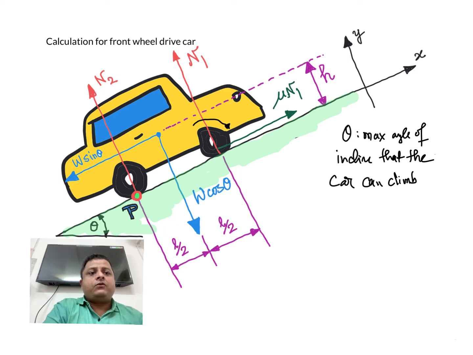So these are the forces: N1, N2 and the weight W, which we have split into W cos theta and W sin theta, and mu N1. Let us consider the X and Y axes. Our plan is to balance the forces along X and along Y, and then balance torque about the point P, the point where the rear wheel contacts the wedge surface.